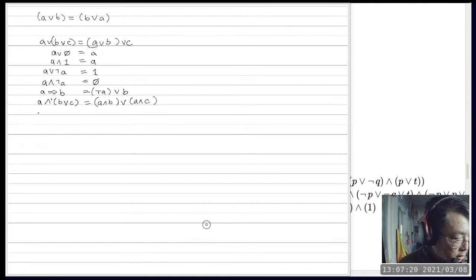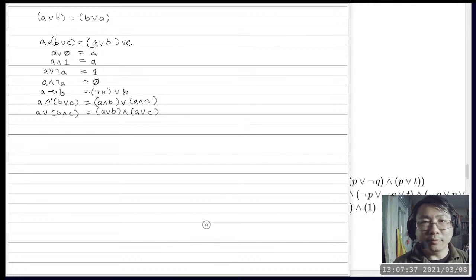The next one is not as intuitive because it does not have an equivalent in normal algebra. With this one, I can also say this is the same as A or B and A or C. This one does not have an equivalent form in normal algebra, so it is sort of special by itself. All right, so let's move on to even more fun stuff.